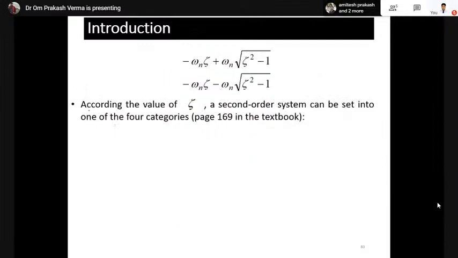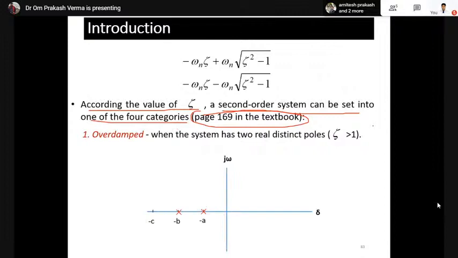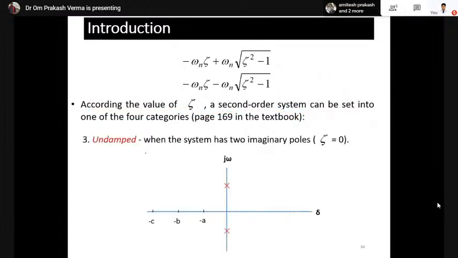According to the value of zeta, a second order system can be put into one of four categories. We have taken this from the board. So overdamped. What is the meaning of overdamped? There are categories. The first category is overdamped, the second category is underdamped, and the third category is undamped.